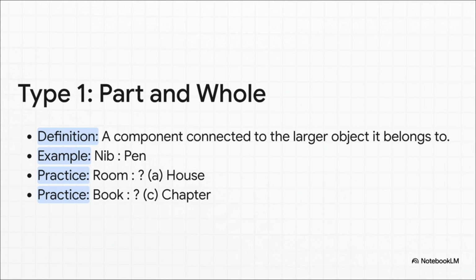Now this next one kind of flips the script. A pen has a nib, so what part does a book have? Think about it. That's going to be C, a chapter. See how the order matters?